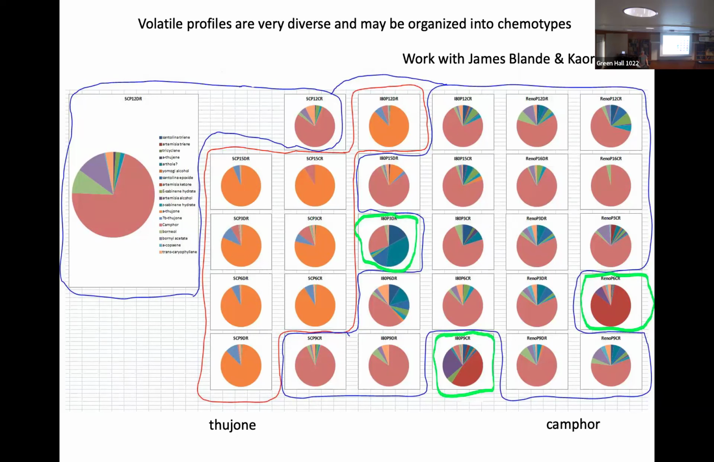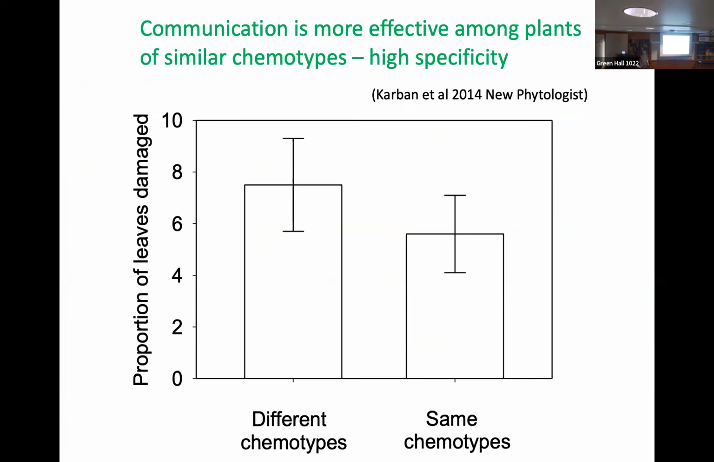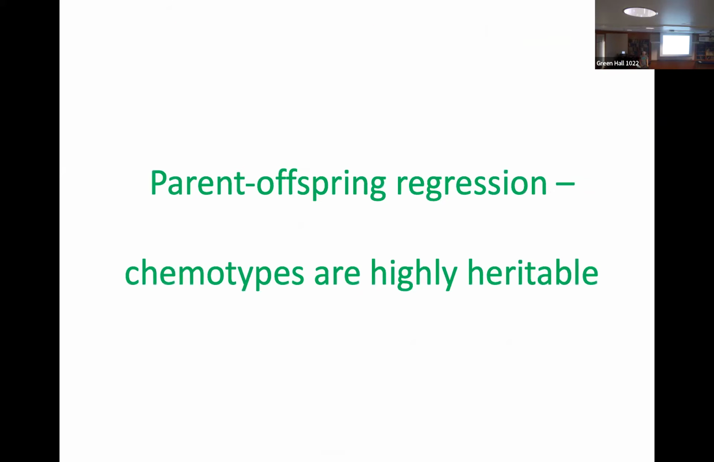So it appears as if these cues are organized into repeating patterns that other people and we have started to call chemotypes. And when we have moved volatiles between chemotypes, we found that the communication is more effective between individuals of the same chemotype relative to different chemotypes. When we've looked at parent offspring regressions, we find that these chemotypes are highly heritable.